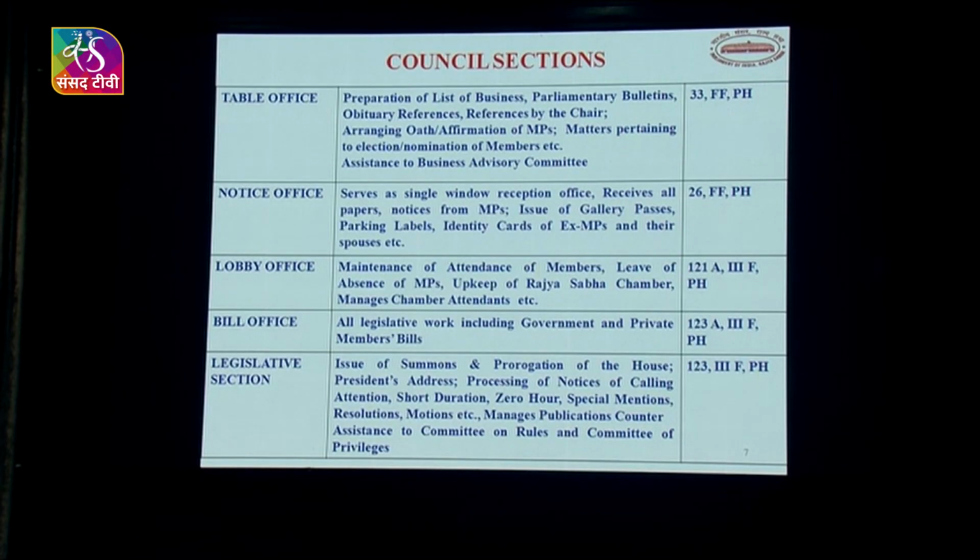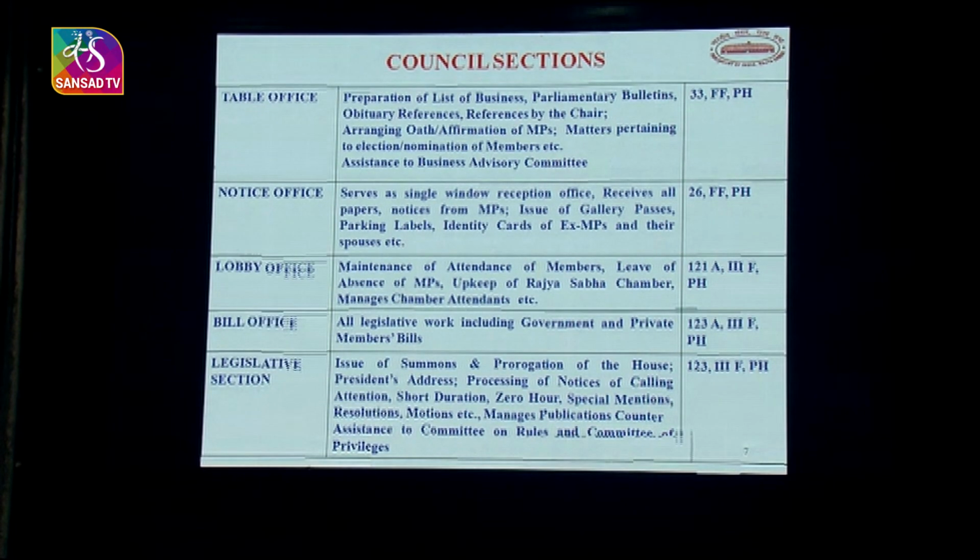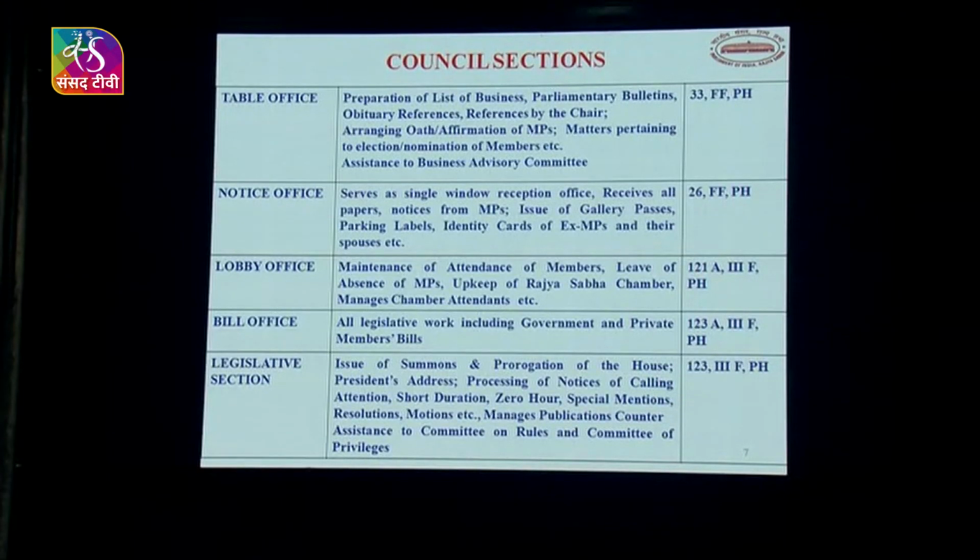Then before the house meets, we have a business advisory committee meeting wherein the party leaders meet together and decide on the time to be allocated to each item of business which would be taken up in the house sessions, in the sittings. So all this work is being done by the table office. Should you have any query relating to that, you know whom to approach and where to approach. On the last column, I have given the room numbers.